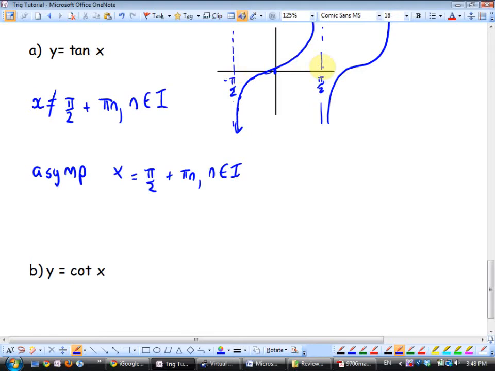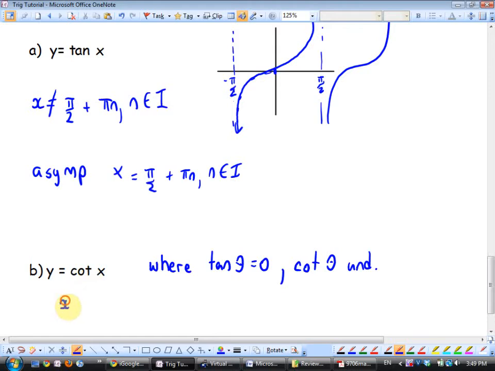Anyways, let's do the domain then. We'll make a little note: where tan theta equals zero, cotangent theta is undefined. We'll have asymptotes. So, where does tangent equal zero? Conveniently at zero, not too bad. And then pi further, pi further, pi further, pi. So domain, that's what x can't be. It's everything except zero plus multiples of pi, where n is an integer.